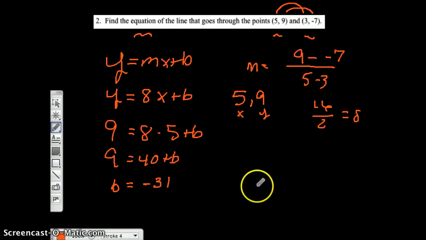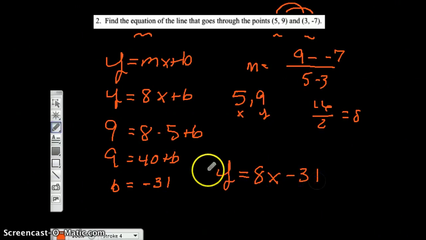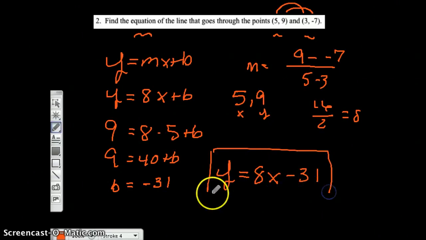All right, now put it all together. y equals my slope, and then my y-intercept. Okay, so this is the equation of the line in slope-intercept form.